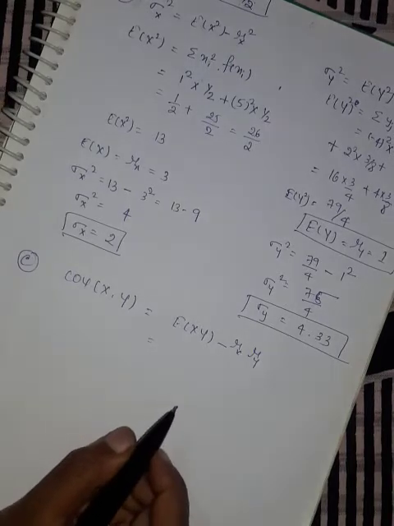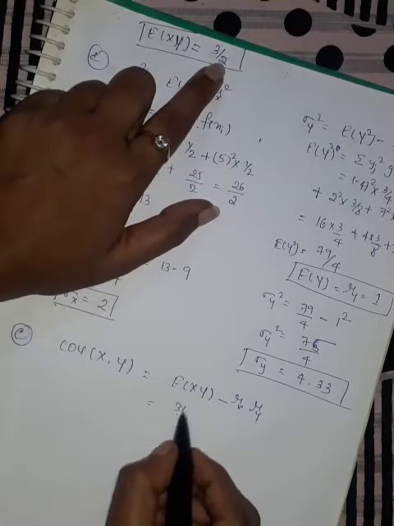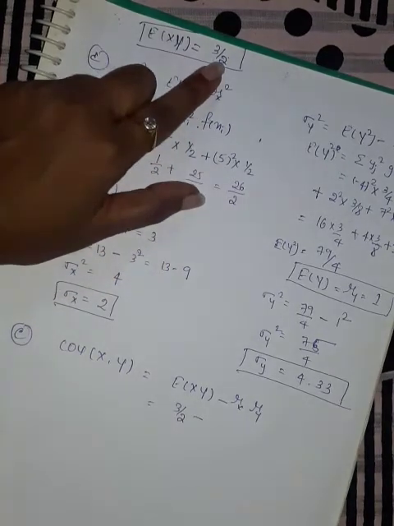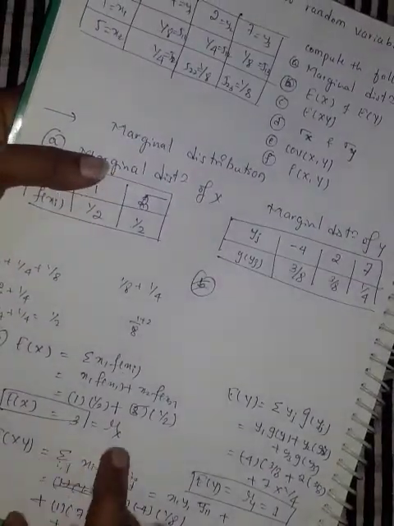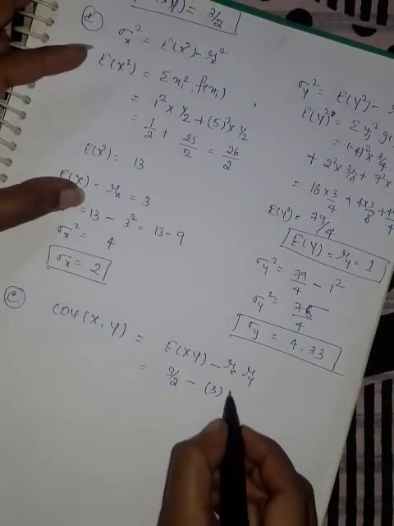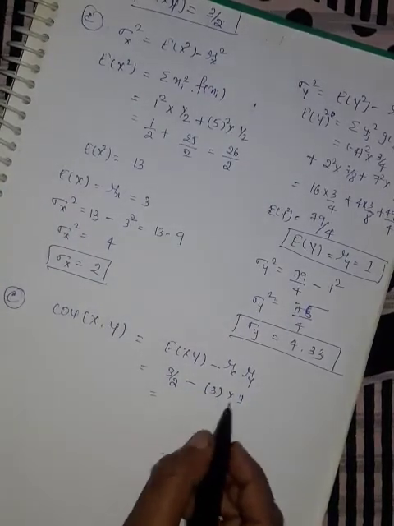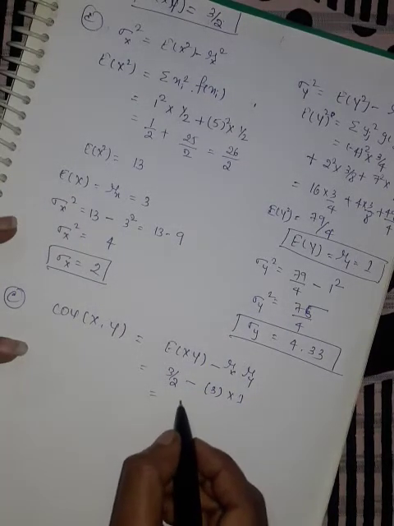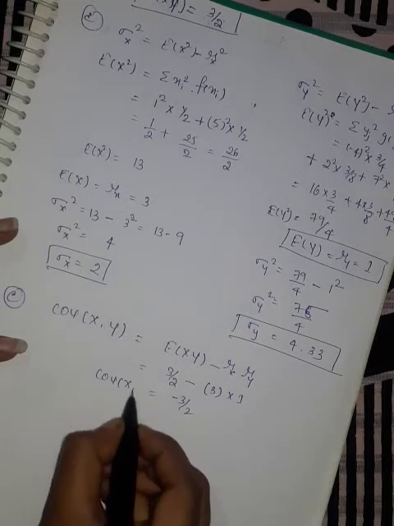So expectation of x into y, what we got here, is 3 by 2. So the value is 3 by 2 minus mu x, which we got here as 3, into mu y, which is 1. If you simplify this, you will get minus 3 by 2. This is the covariance of x comma y.